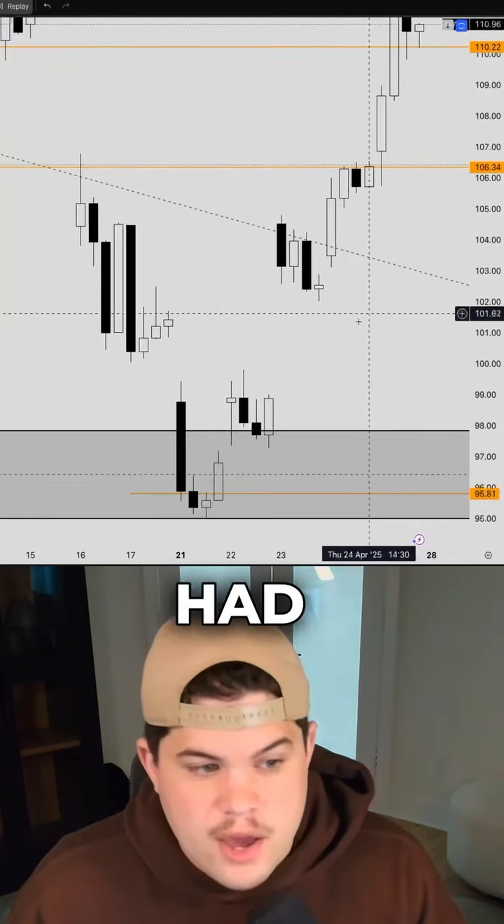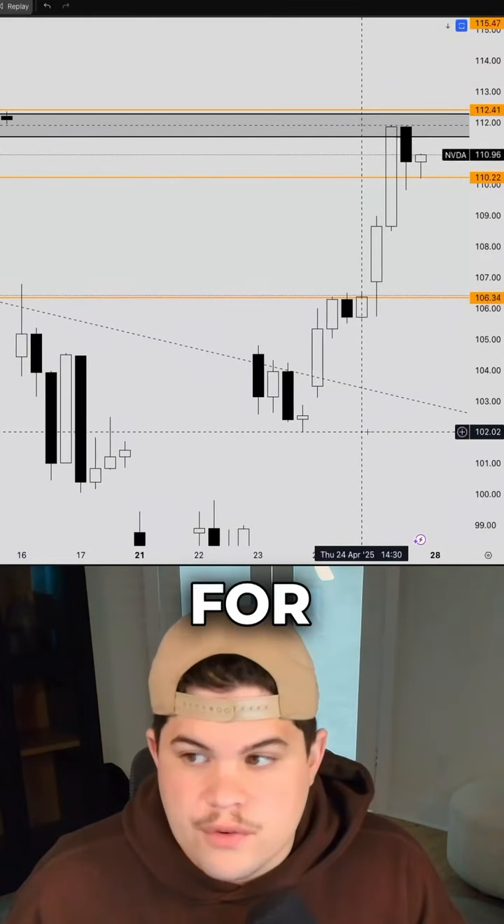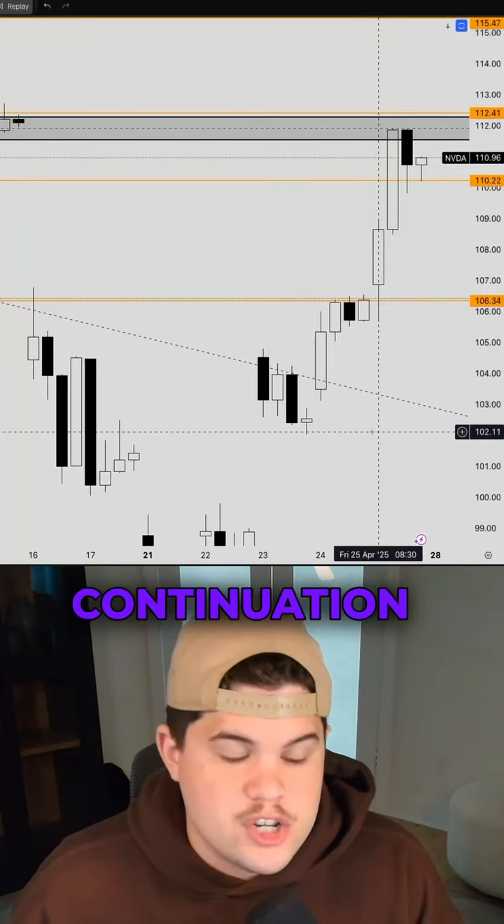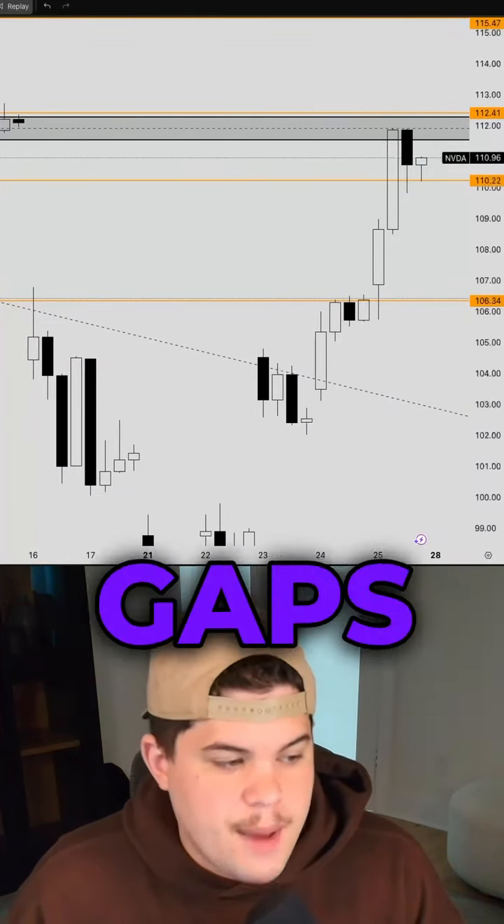But what's funny enough is you had a gap to the downside. And so some people get caught up like, where are you looking for that action to go? Now, for me, what I'm always looking for is continuation with the trend or the direction we're moving in. And you need to understand what these gaps really mean.